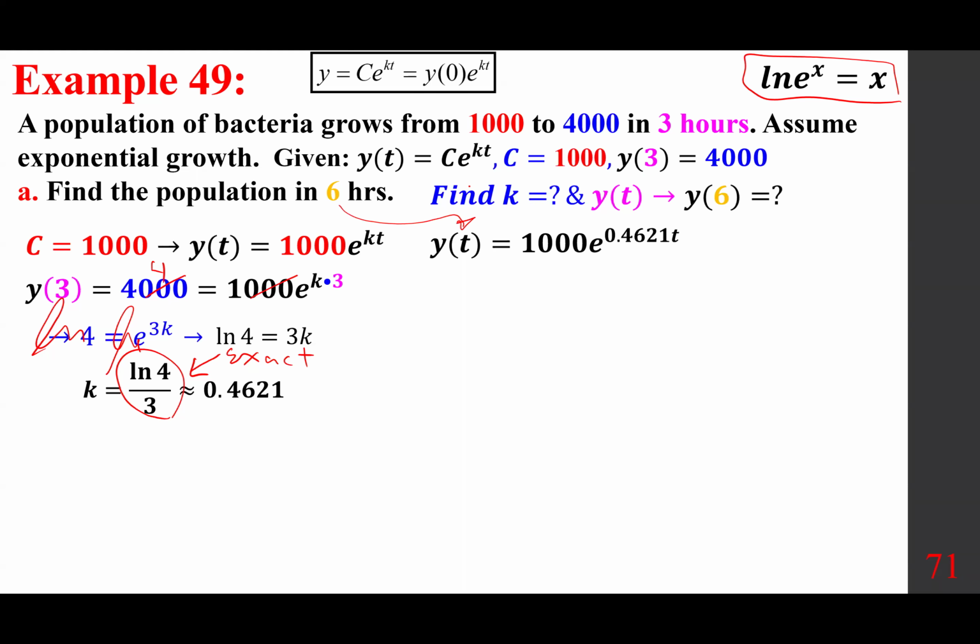Now, if we plug in number 6, put it into a calculator, we get to the answer. And notice, we get a number very close to 16,000. In fact, population, so you have to round it to the nearest whole number.